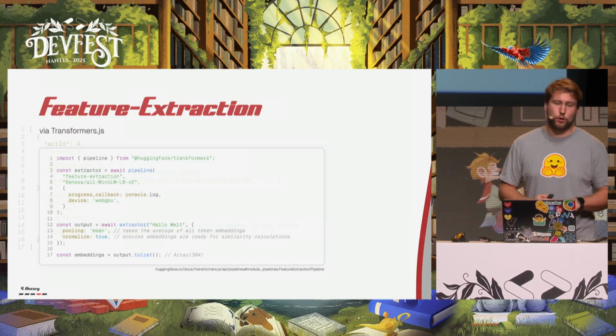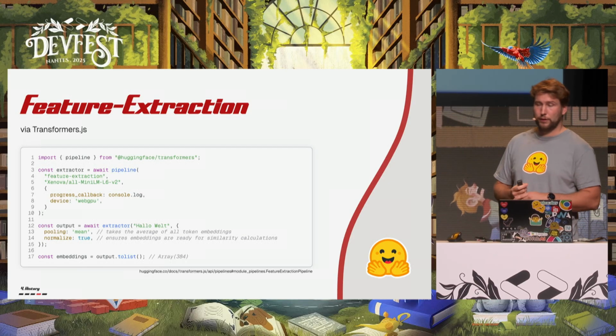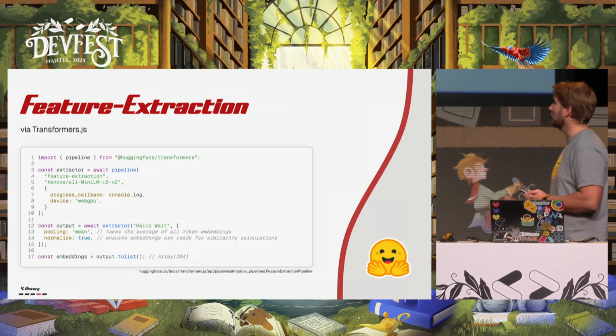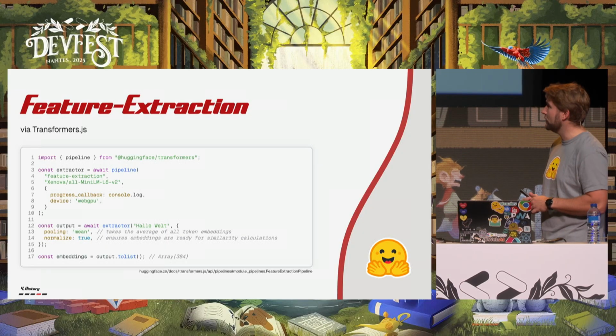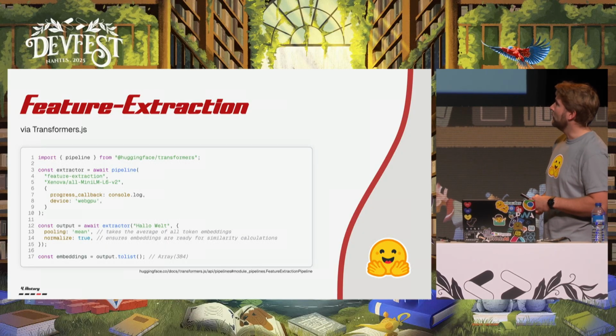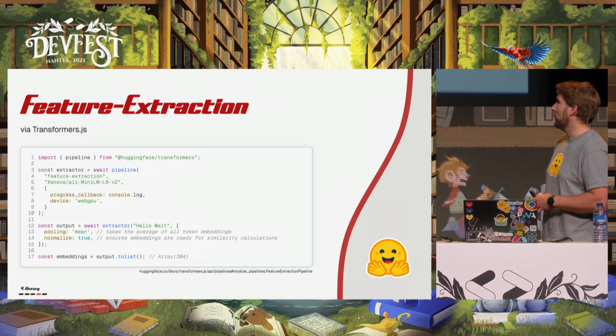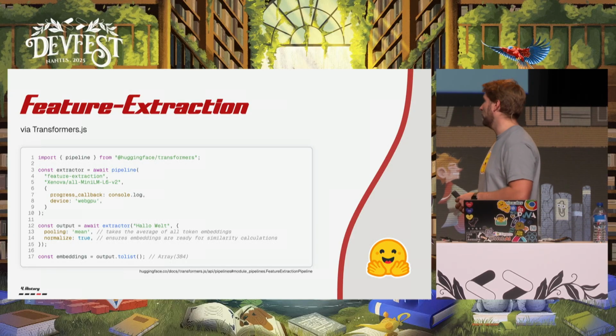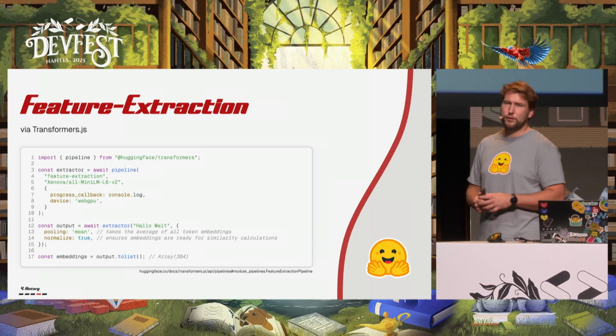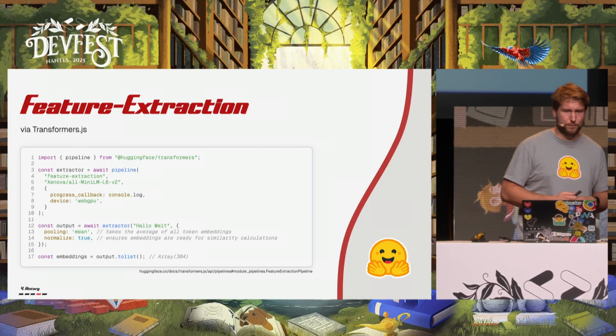We can create embeddings with transformers.js. We have this pipeline function, and then we can use the feature extraction task. I'm using the all-MiniLM-L6-v2 model. There we can just pass some text through this structure, and it will return an array of 384 numbers that represent my text.